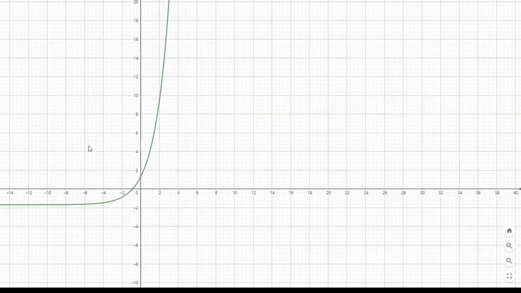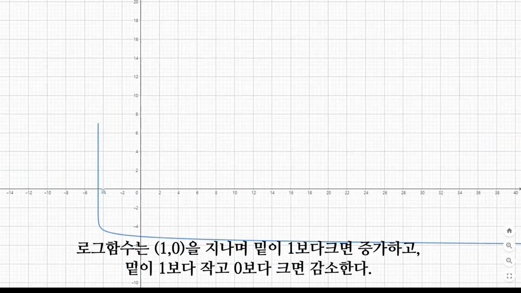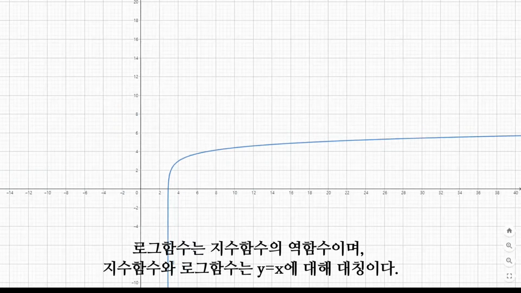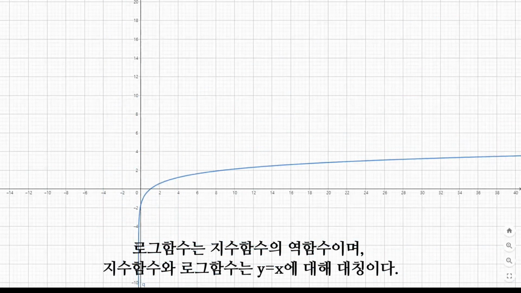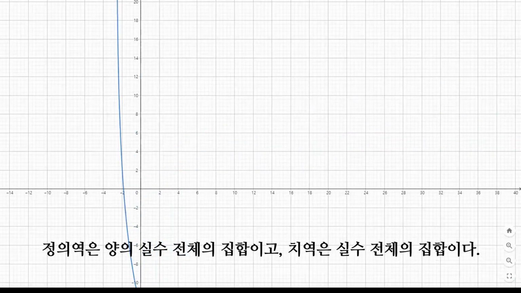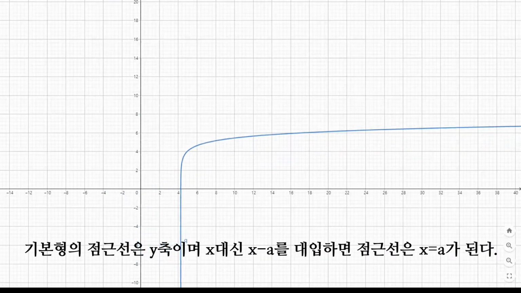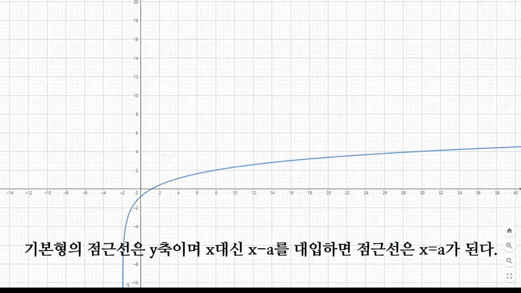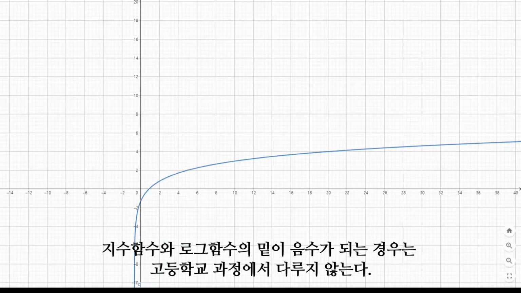The log function increases if the base is greater than 1, and decreases if the base is less than 1 and greater than 0. The log function is the inverse of the exponential function, and the exponential function and the log function are symmetrical about y = x. The domain is the set of positive real numbers, and the range is the set of all real numbers. The asymptote is the y-axis, and if x − a is substituted for x, the asymptote becomes x = a. The base of the exponential and logarithmic functions cannot be negative.